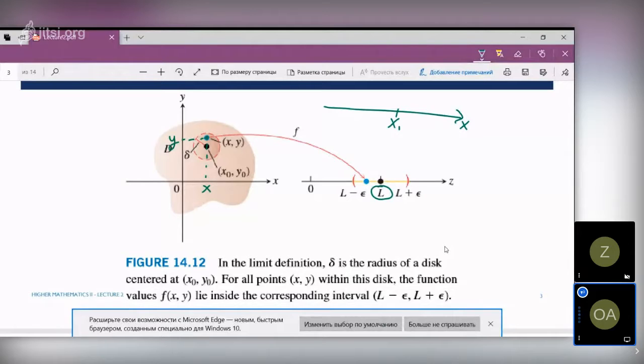The value of the function we have to choose on this number line, because it doesn't matter if the function has one variable, two, three, etc. The value of the function will be a number, any kind of number. So this number should approach the number L. So this is the formal definition of the limit of a function of two variables.